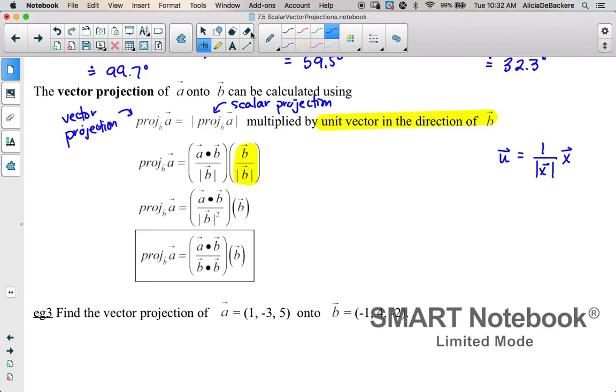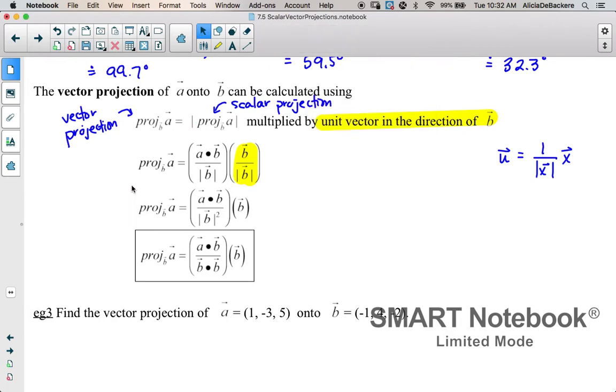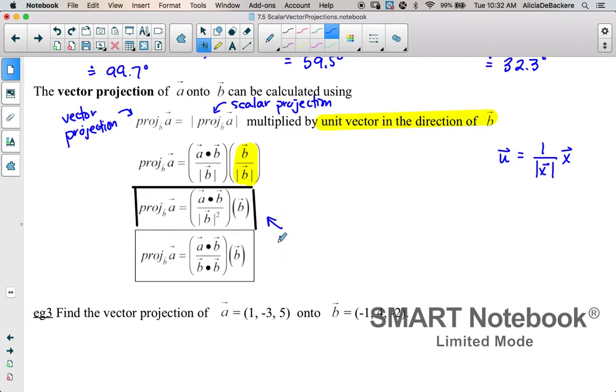And so you'll see both of these bottom formulas being used. I would say that they're both pretty useful, depending on the question. I would put a box around that. And this one's also useful. And so those are the two versions that you would want to know.